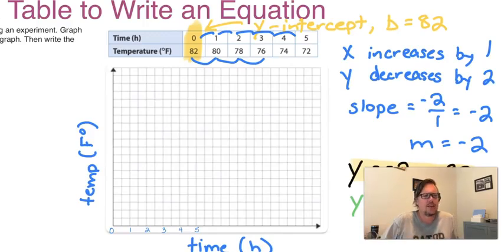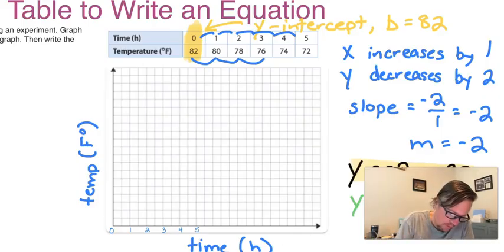Now, the y-axis is going to be a little different. I need to go to at least 82 because my highest number is 82. So now I actually do need to count how many lines I have on the y-axis so that I know what I need to go by. So let's go ahead and count.